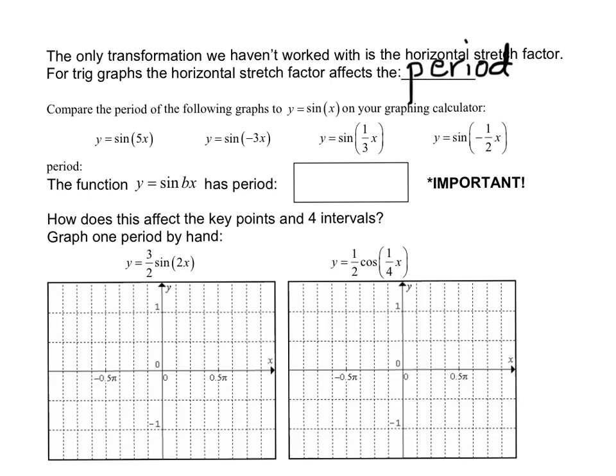So if we compare what happens if I'm given the function y equals sine bx, the period has the formula of 2 pi over b. And that's important because you need to establish your period as you're setting up your intervals. So let's take a look at what happens, and we'll graph one period of each of these by hand.